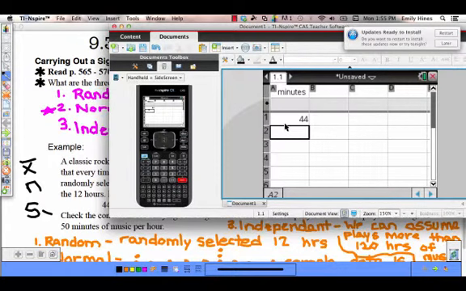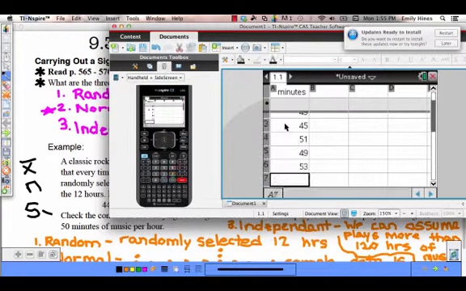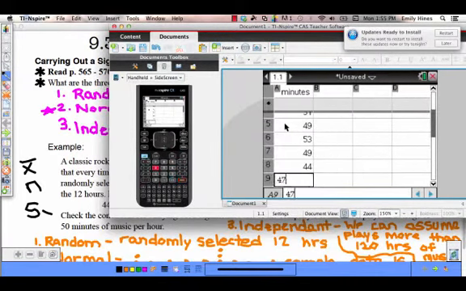So 44, 49, 45, 51, 49, 53, 49, 44, 47, 50, 46, and 48. And that's 12 pieces of data.